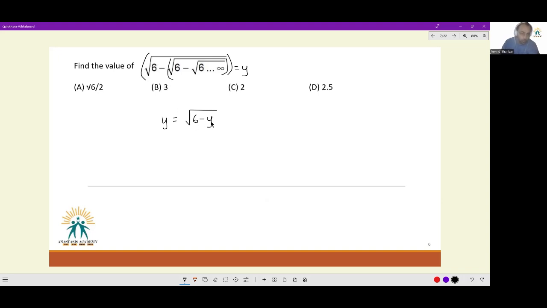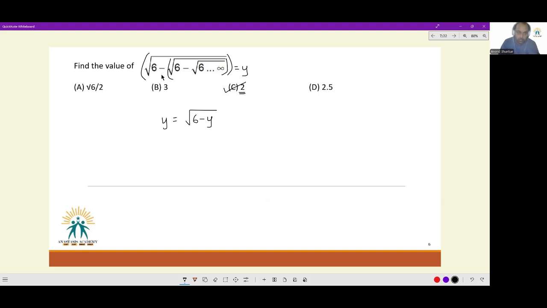From 6, what do I remove that I get a perfect square? Of course, I should remove a 2. 6 minus 2 gives me a 4. Under root of that is 2. So y being equal to 2 is fine. Answer should be C. If this is the way we are going, it would be nice.